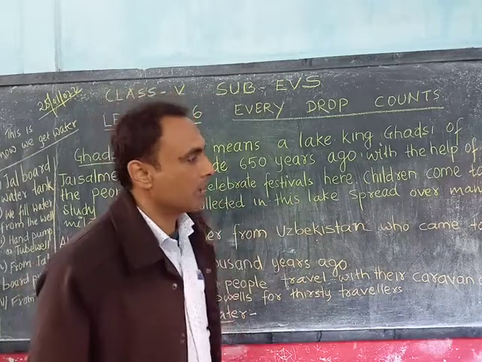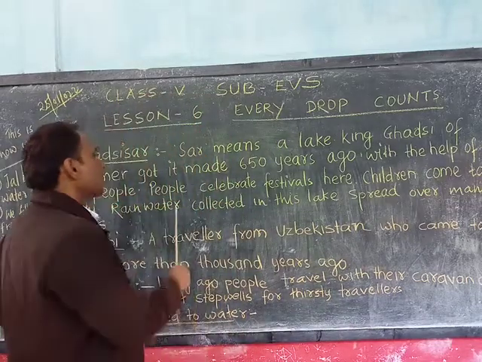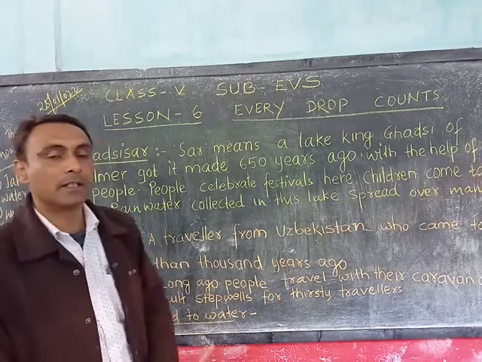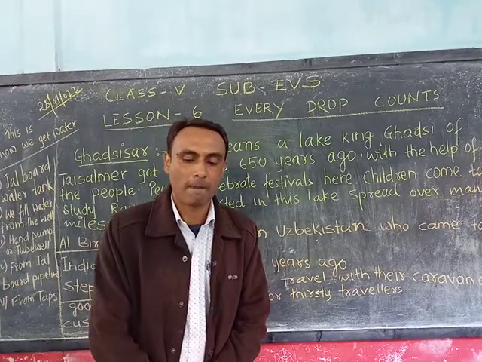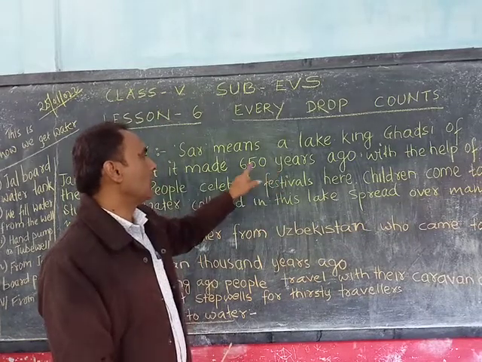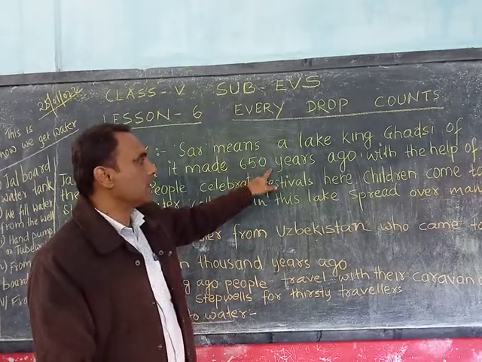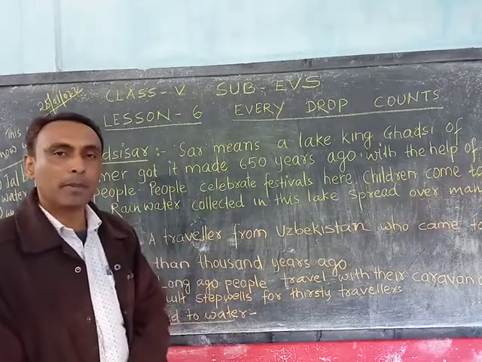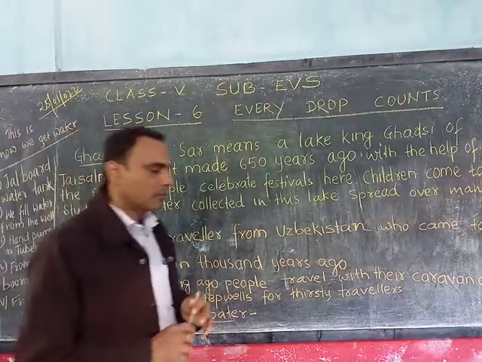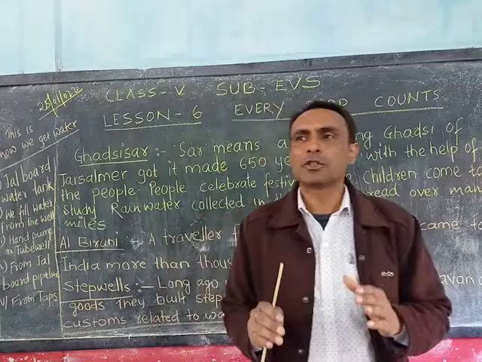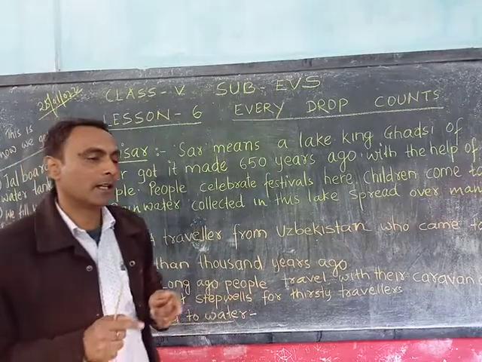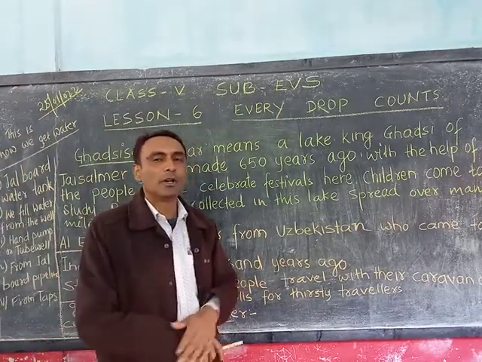And this is the picture of Ghar Sar lake. Sar means a lake. King Gharsi of Jaisalmer made it around 650 years ago. Keep it in your mind. Around 650 years ago, with the help of the people. At that time, there was shortage of water in Jaisalmer in Rajasthan. Still, Rajasthan is a place where there is shortage of water.